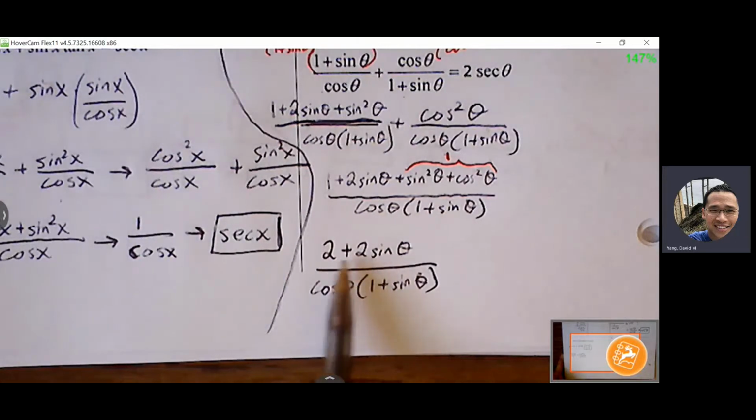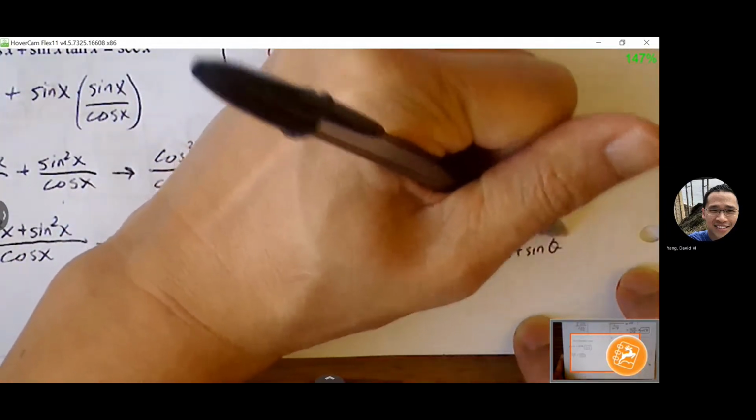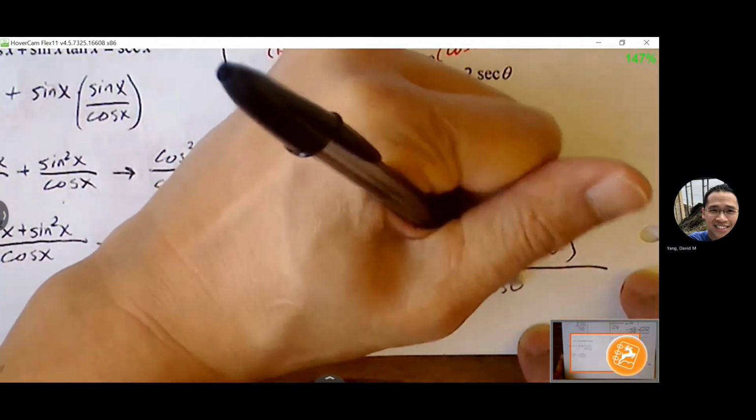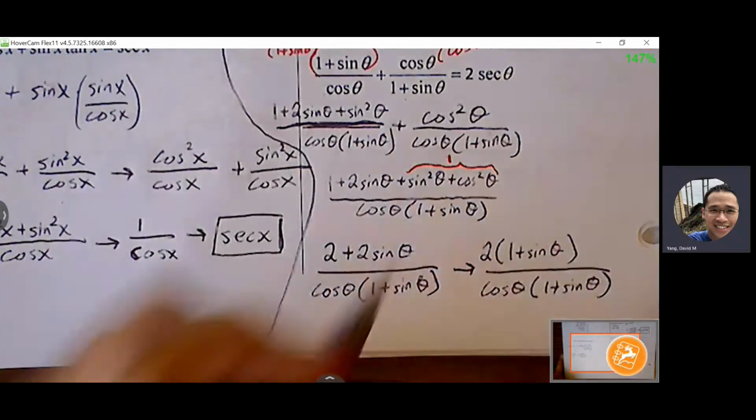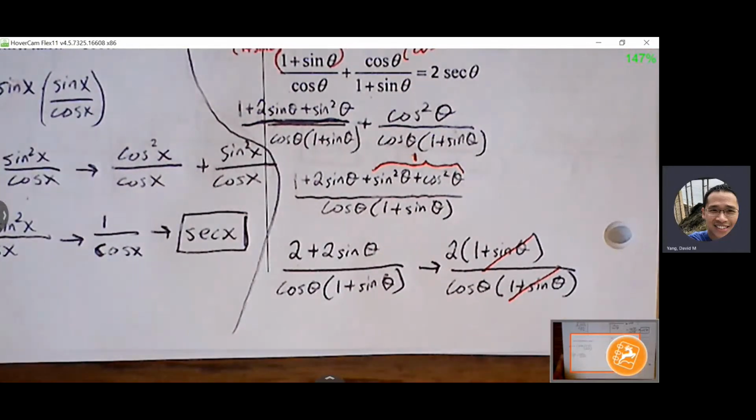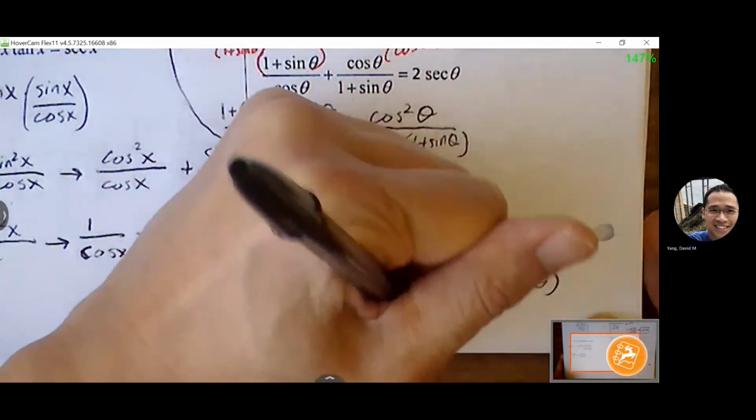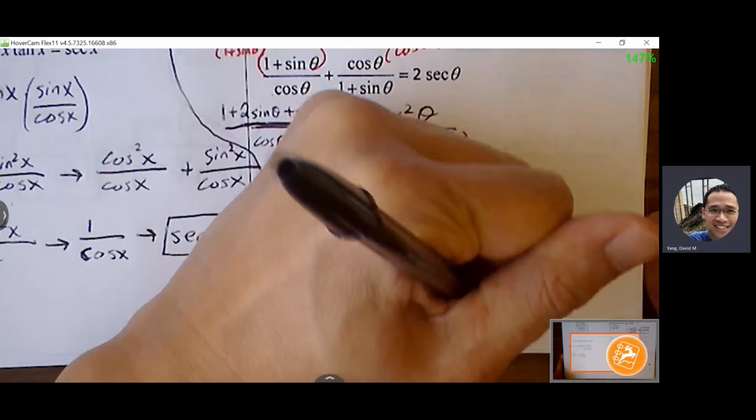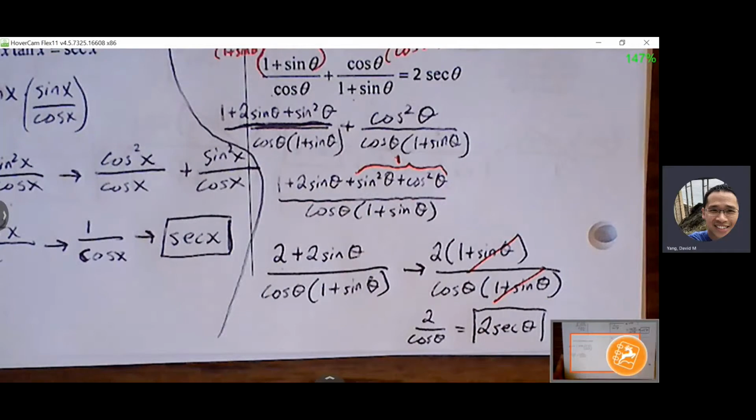Yeah, GCF, right? Take out a 2, and we should be able to get this to show up. Cancel, cancel. 2 over cosine. Flip that, and we get secant. Okay, any questions?